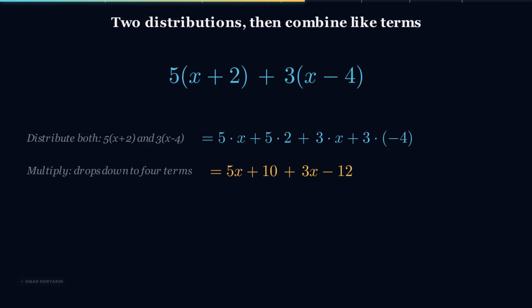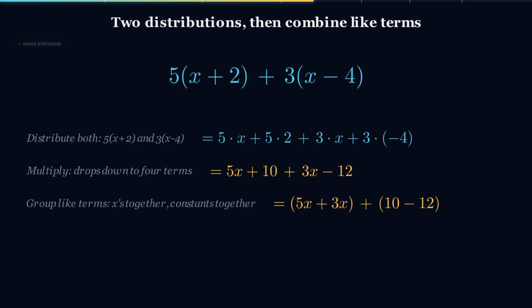Step 2. Carry out the multiplication on each new term. 5 times x equals 5x, 5 times 2 equals 10. 3 times x equals 3x, 3 times negative 4 equals negative 12. The expression now has 4 total terms, 5x plus 10 plus 3x minus 12. Step 3. Group the like terms. The two x terms are 5x and 3x, which we group together. The two constants are 10 and negative 12, which we also group together. The expression becomes the sum of an x group and a constant group, ready for the combine step. The grouping itself does not change the value of the expression, only its visual organization for the next step.